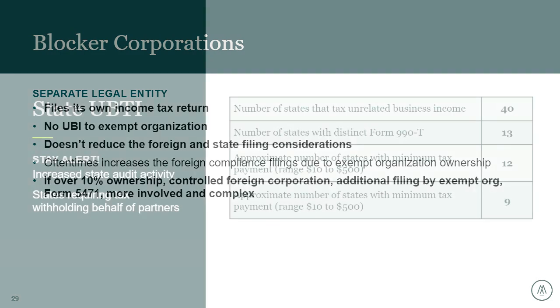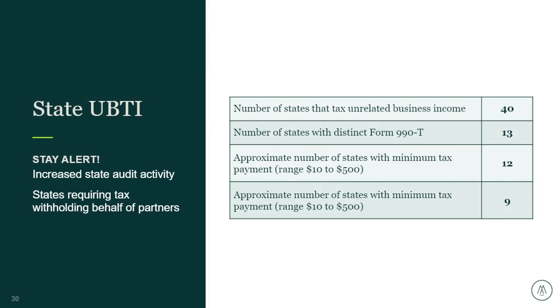Let me go to the next slide because I do want to talk about states, and then we'll get back into the foreign. So state unrelated business taxable income, best thing we can caution you, stay alert. We are seeing increased state audit activity. States are requiring tax withholding on behalf of your partners. So partners and partnerships, and that includes alternative investments, when you're getting a K-1, you're probably going to get forms that you need to fill out throughout the year that your investment manager is going to say, we're getting you into this fund per your direction, but we need you to fill out this withholding certificate, or are you exempt from withholding? These forms are sometimes complicated.